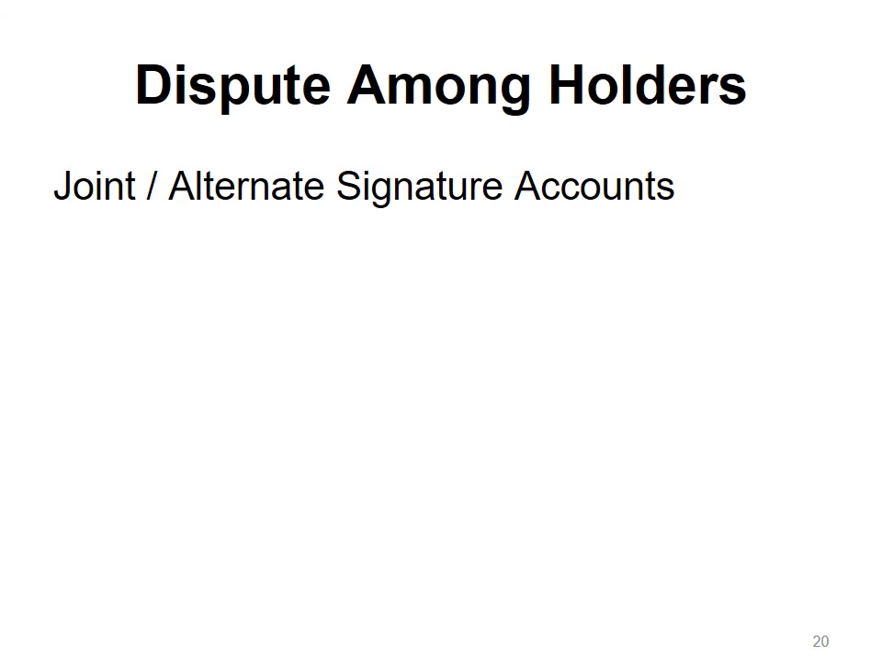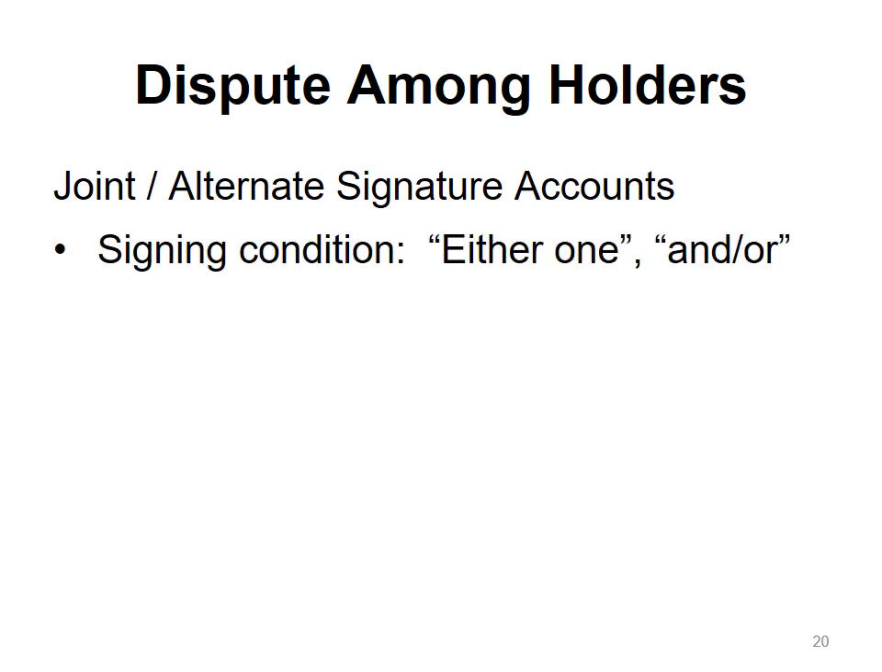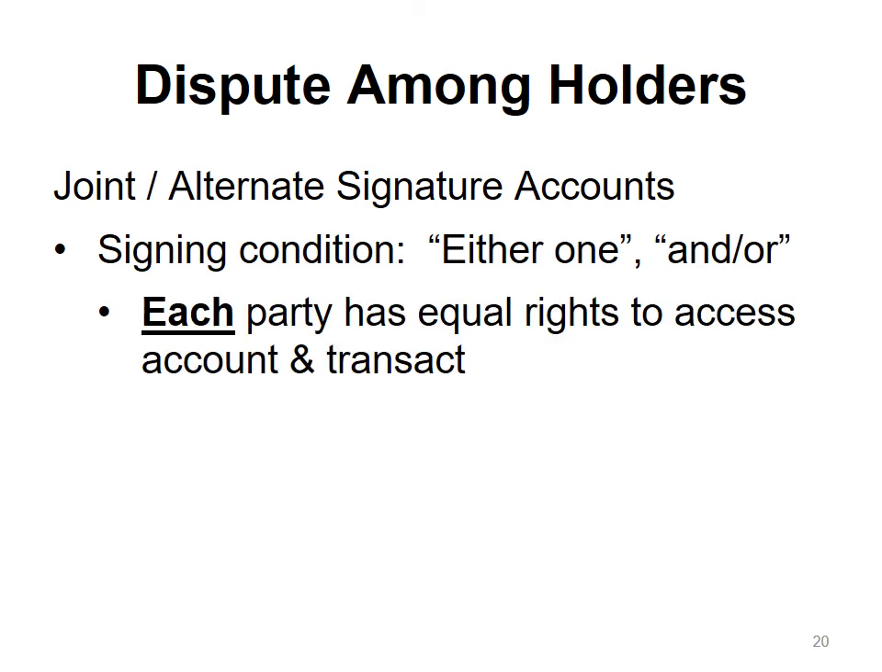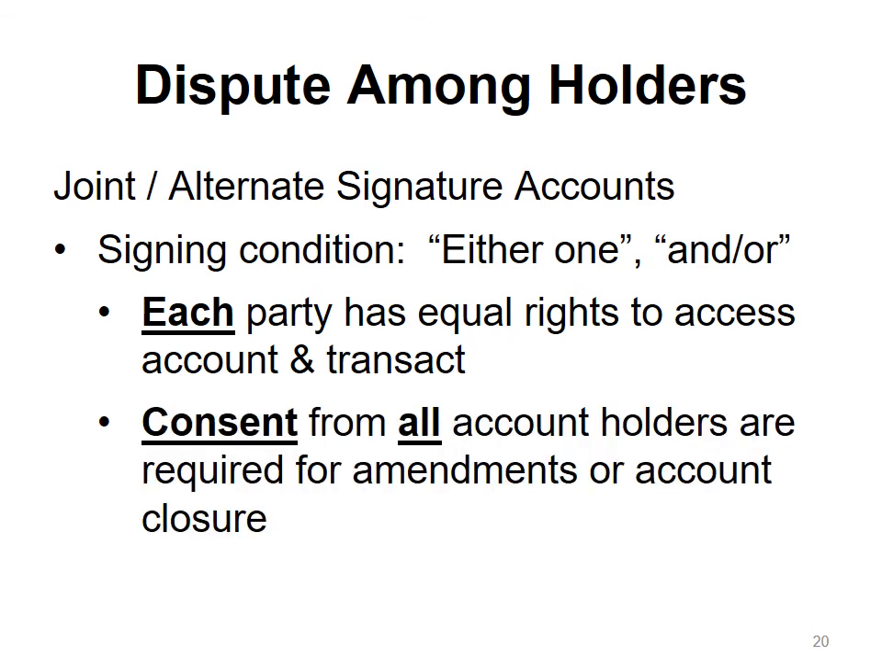For joint and alternate signing accounts, if the signing condition is either one or all, each party has equal right to access the account and transact. However, consent is still required from all account holders for any amendments or account closure. When it comes to amendments or account closure, you still need all the parties to sign, to consent to it.